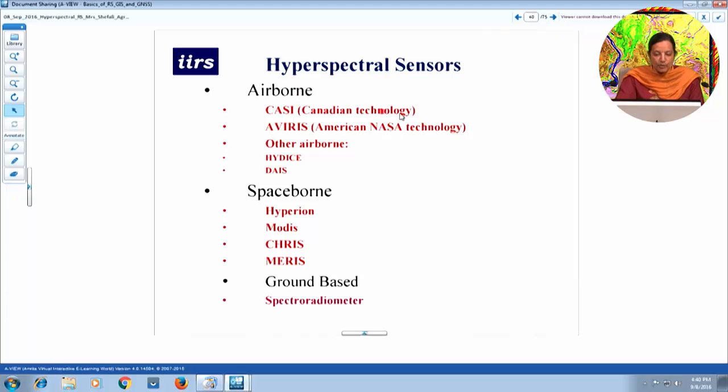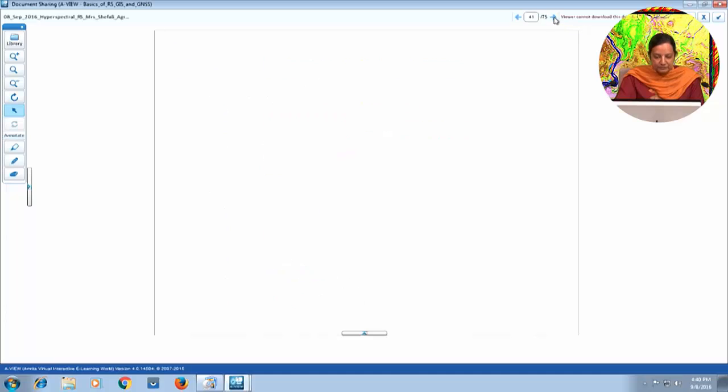Now, as we mentioned, hyperspectral sensors are more common specifically in airborne cases. We have a large number of airborne hyperspectral sensors, whereas fewer spaceborne. So we'll just see what the different ones are, and we also have ground based instruments which are necessary in hyperspectral analysis, which are known as spectroradiometers.